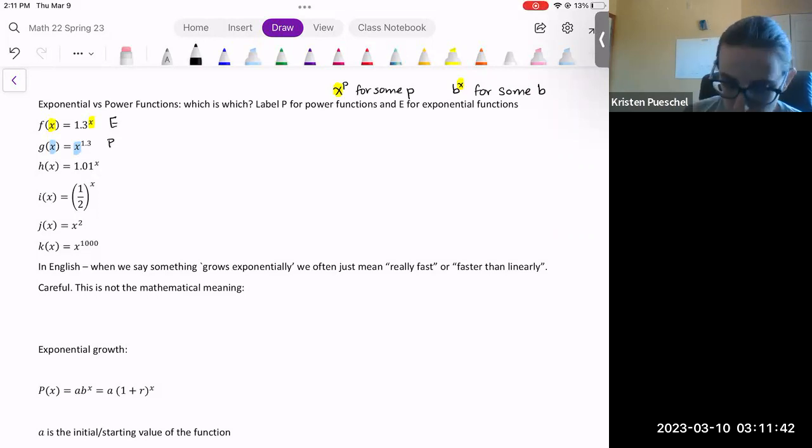In h of x, we have 1.01 to the x. So our input goes up top in the exponent. This is exponential. I is also exponential. Our input goes up into the exponent.